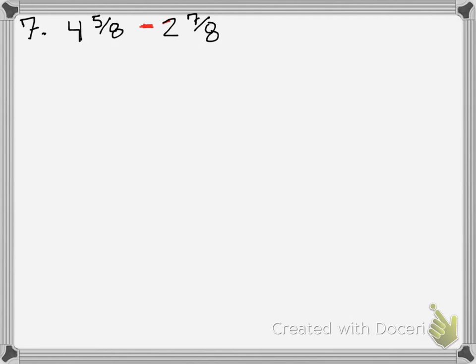So since we're subtracting, we're going to keep, change, change. So we're going to keep the first one. We're going to change that subtraction sign to addition, and then change the sign of the second one. Then we are going to add like normal. Well, there's a couple different ways you can add. I'm going to teach y'all to go ahead and convert it from a mixed number to an improper fraction.